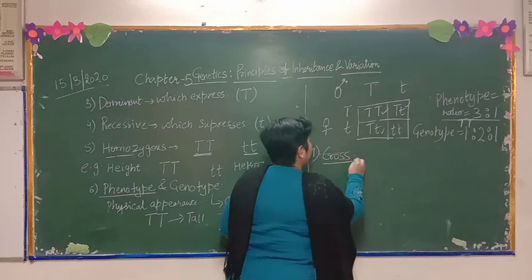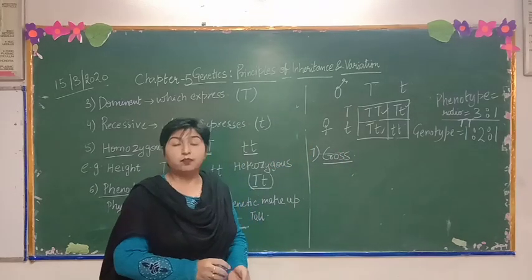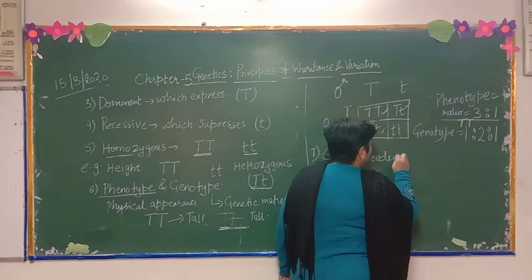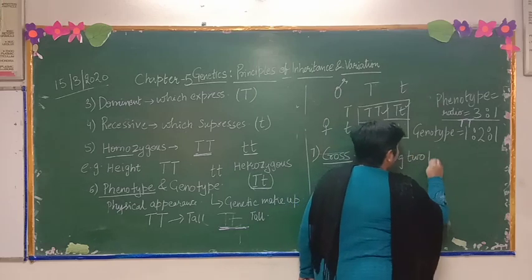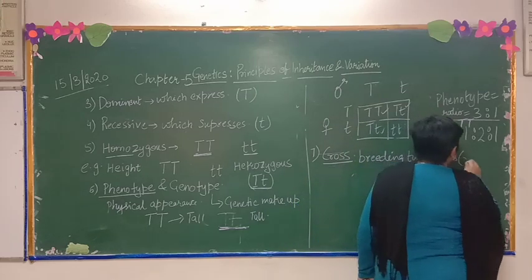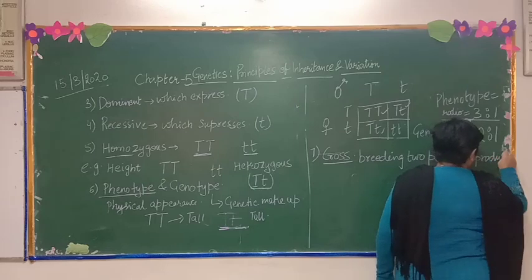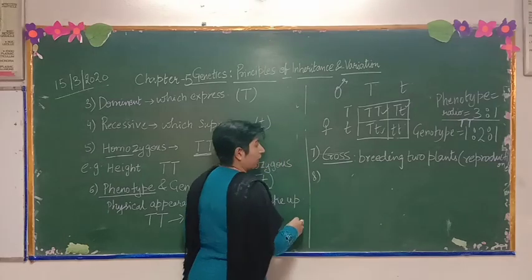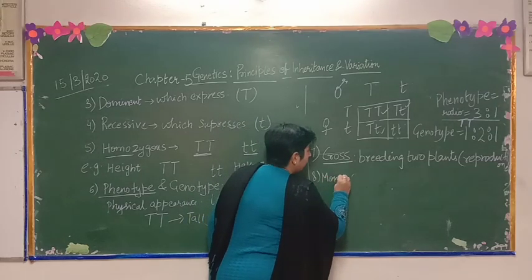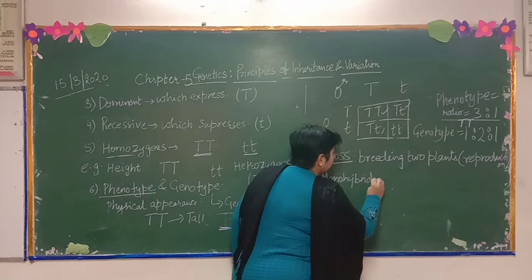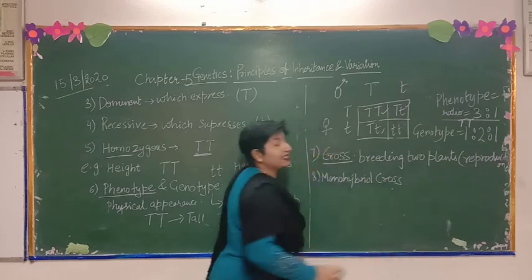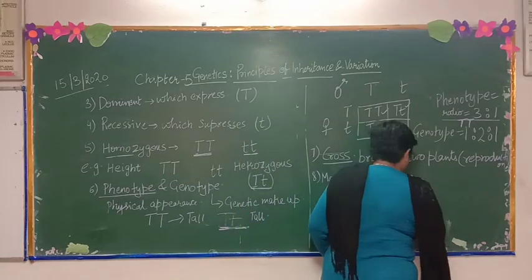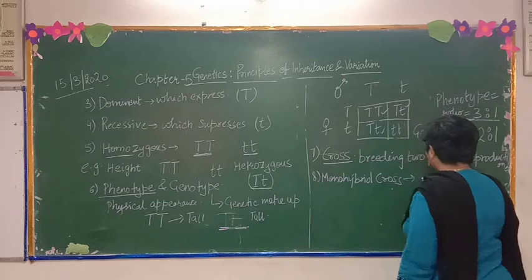Cross. Cross means when we are breeding two plants for reproduction to happen between them. That is called a cross. And we have three types of crosses. Number one is called monohybrid cross. That means we are taking only a single character and then we assess it. That is called monohybrid cross.